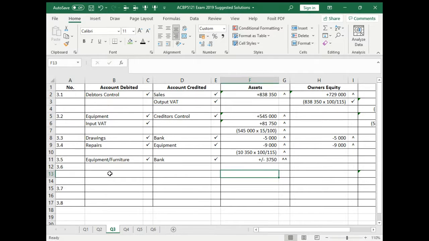Then 3.6 is where we return the merchandise. Now, because we use the periodic system, we won't take it from the inventory account. We would actually have to take it to purchases.